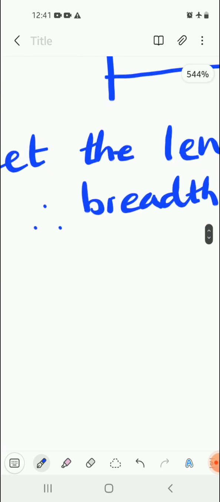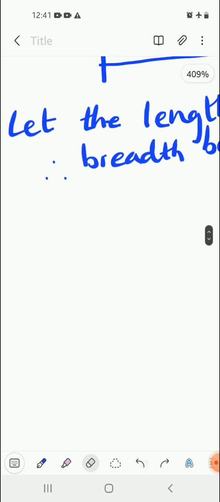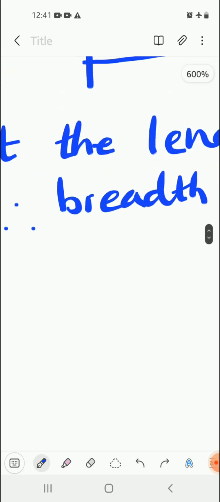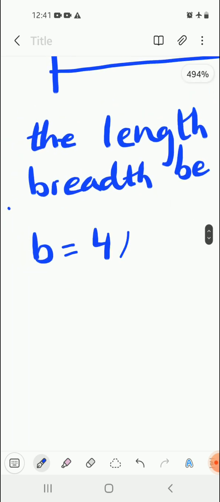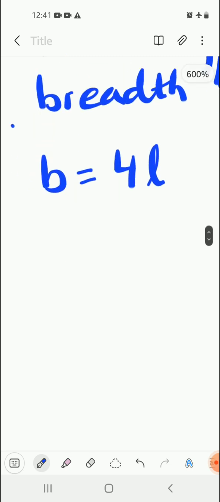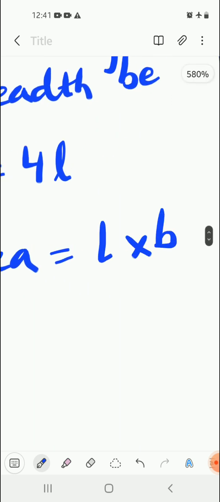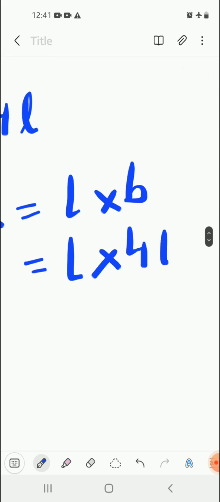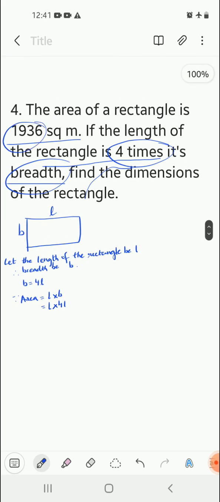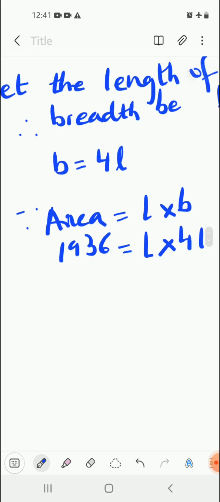Therefore, what we are going to do is, see, breadth is 4 times the length. So if length is L, breadth is 4L. Therefore, we are going to write area is equal to length into breadth, as we know. Over here, length is taken as L and breadth is taken as 4L. And area is also given to us, that is 1936.